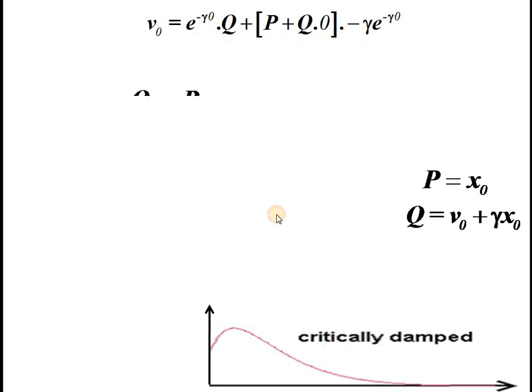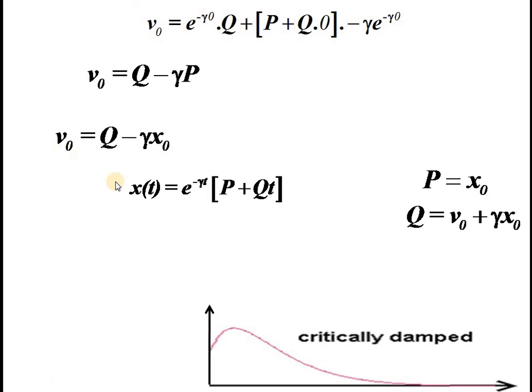Subsequently we get v0 is equal to q minus gamma p. All the remaining terms become 1, since e raised to minus 0 is 1. So by putting t is equal to 0, we get v0 is equal to q minus gamma p, in which p is already known to us, that is x0.